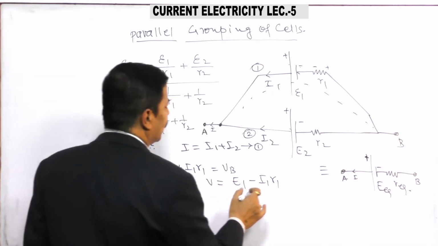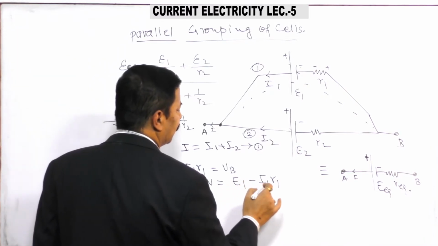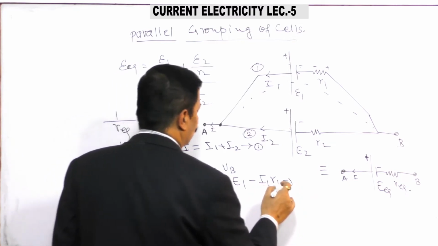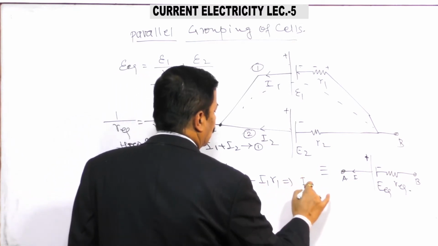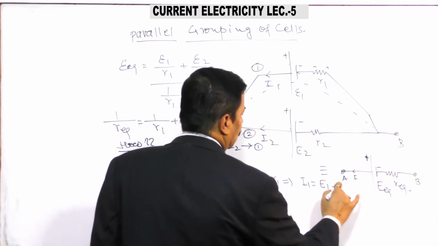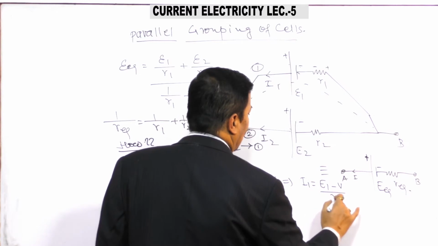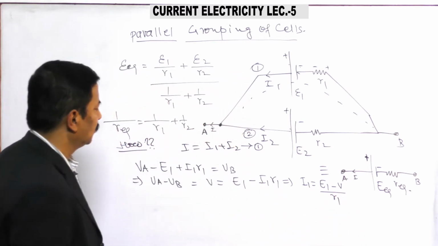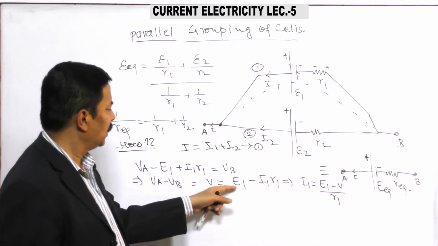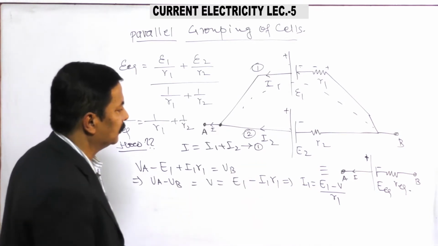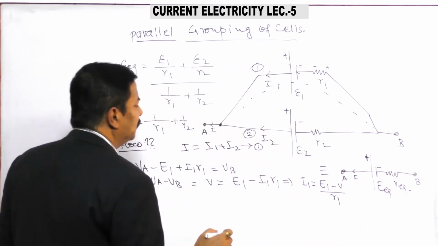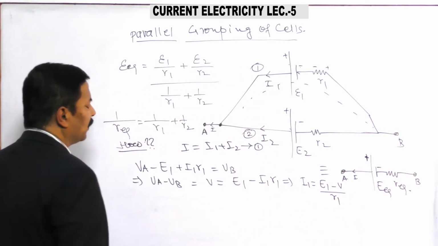So we can take the value of I1. I1 is equal to E1 minus V by R1. I1 is equal to E1 minus V by R1. Take it as such. Similarly, we can also derive it.